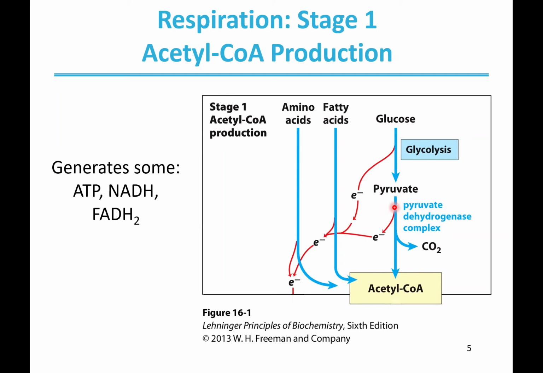That itself reduces an NADH, so that's electrons. These electrons then flow into the main respiratory chain, which would be stage 3. You also have stage 1 in terms of fatty acids and amino acids. There are ways to convert them into acetyl-CoA as well. And stage 1 generates some ATP, NADH, and FADH2.